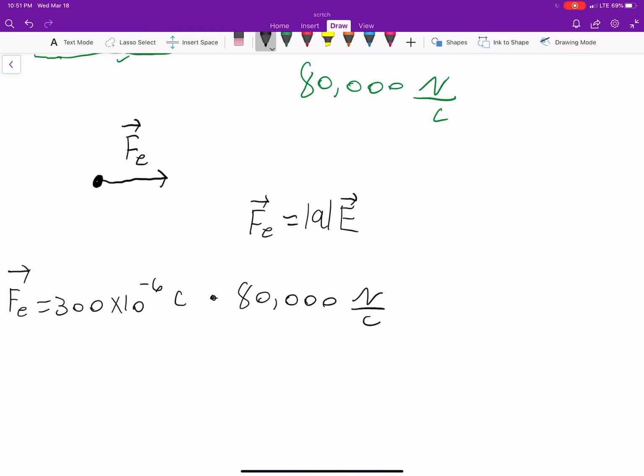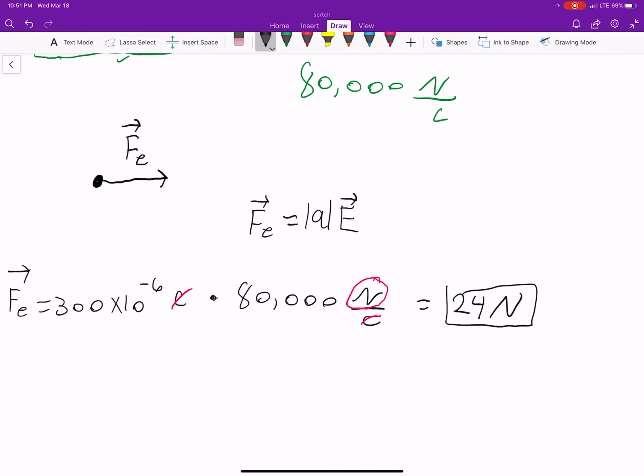If we look at our units, we can see the coulombs drop and we're left with just newtons, which is what we want. And if you were to plug this in, you should get about 24 newtons. Okay?